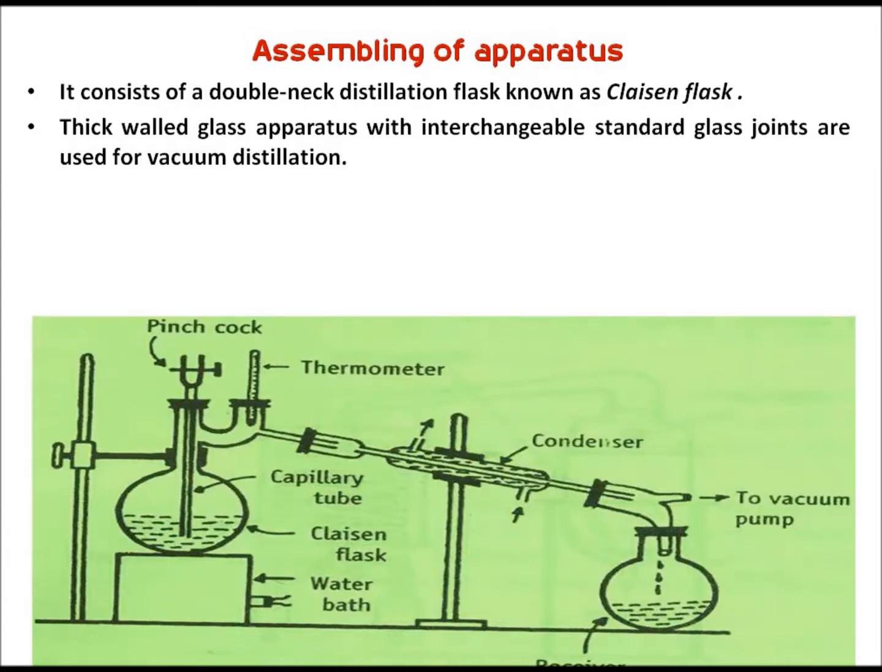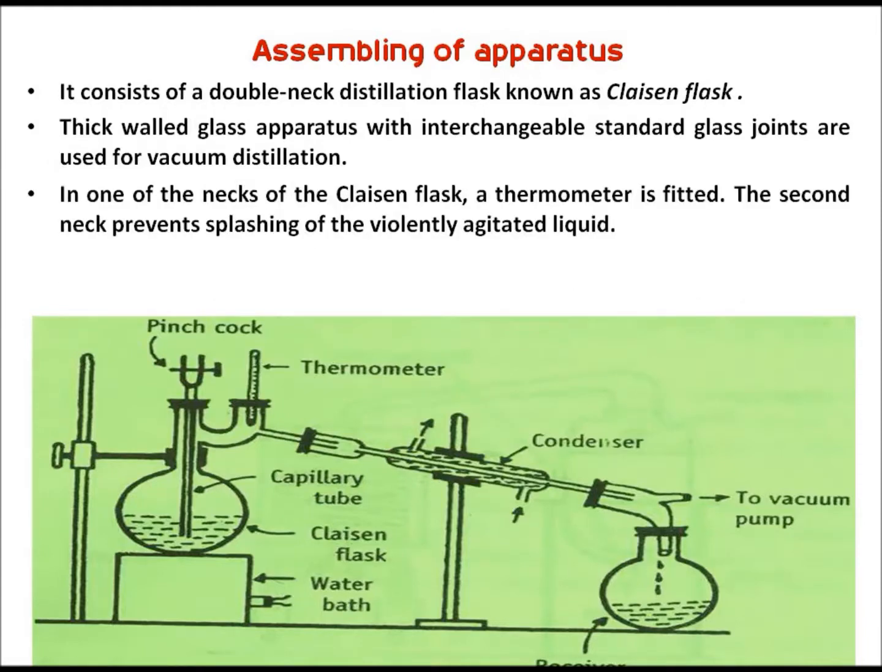Thus, we have come to know that the quality of the glass is very good in this type of apparatus, and they are generally thick in nature. So now, just see the arrangement. I will show you. In one neck of the Claisen flask, there is a thermometer just to measure the temperature of the vapor which is produced, right? And the second neck prevents the splashing of the violently agitated water.